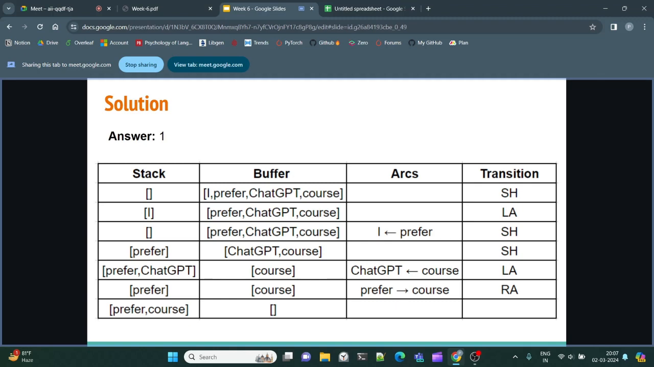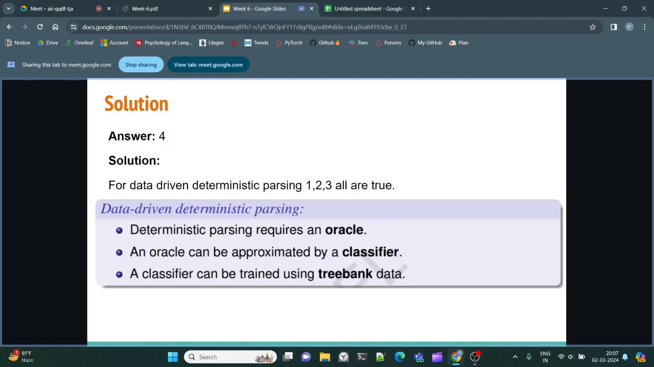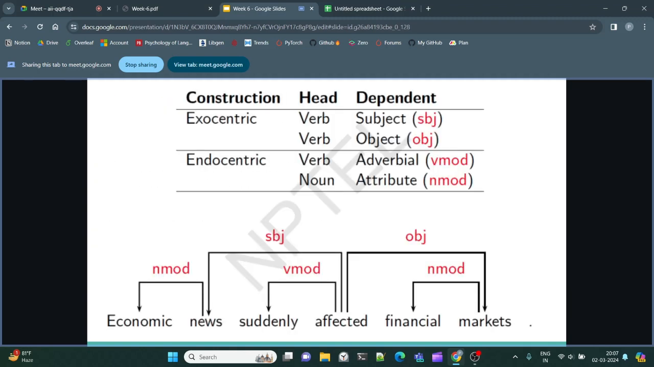Also, we saw a couple of slides back how to determine which is the head and which is the dependent. Here we see that it was a verb-subject relation, right? In the example that we are currently doing, prefer is the verb, I is the subject. It's an exocentric construction, so the verb would be the head. So prefer would be the head, and I, which is the subject, would be the dependent.